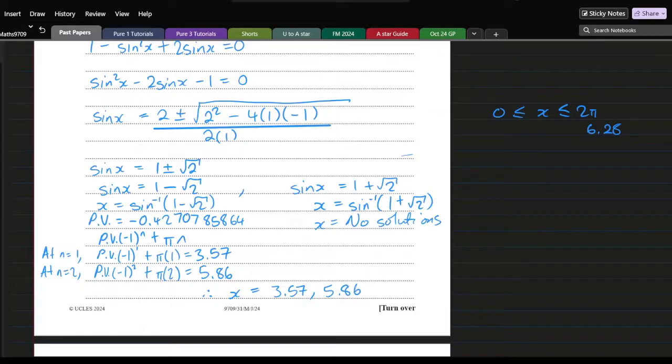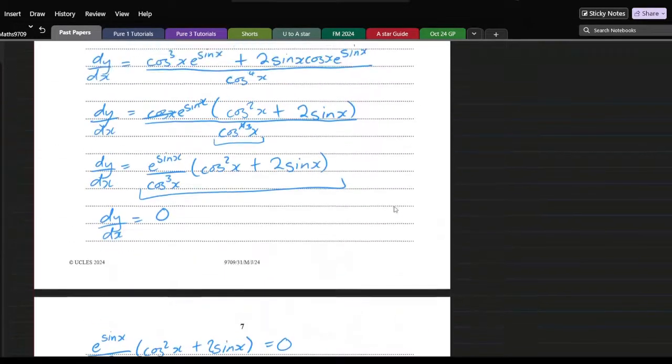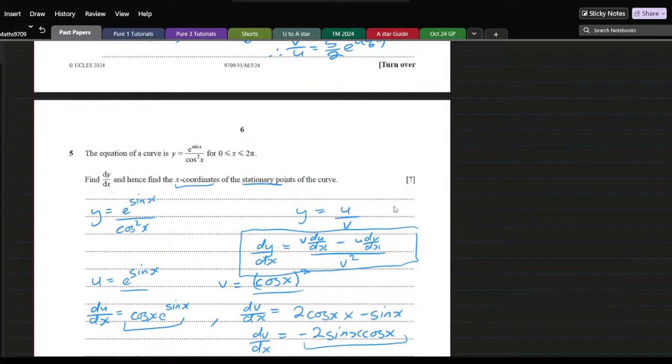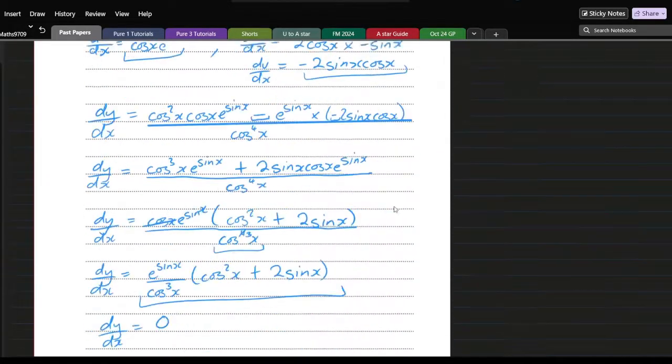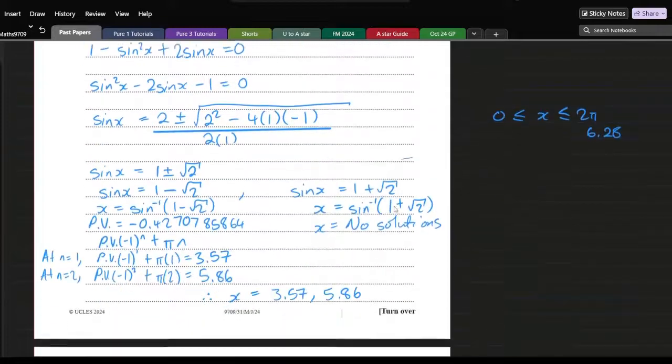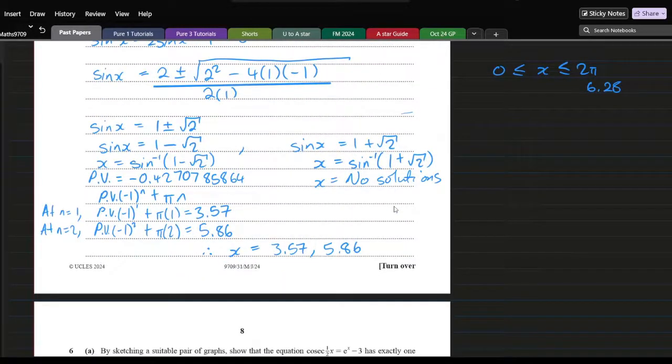I don't think they asked for exact values, or did they? They just said it's fine. Okay, so we can give them correct to 3 significant figures, and that's our final answer.